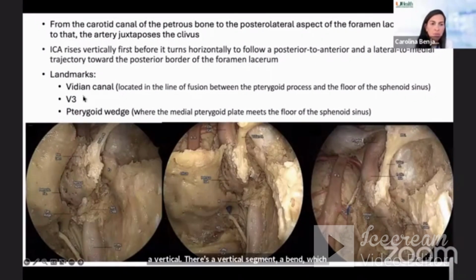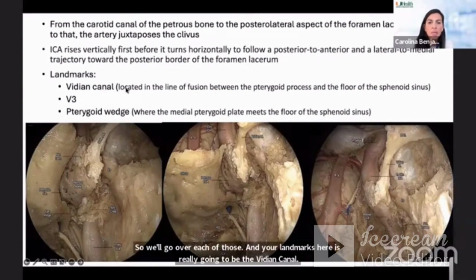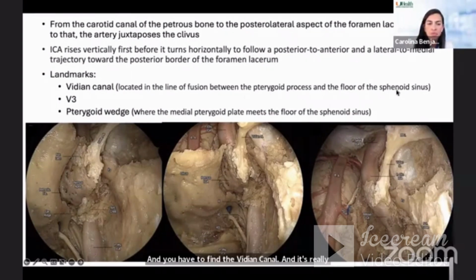Your landmark here is really going to be the Vidian canal. You have to find the Vidian canal, and it's really the line of fusion between the pterygoid process and the floor of the sphenoid sinus, and I'll show you a picture of that. And then the pterygoid wedge, where the medial pterygoid plate meets the floor of the sphenoid sinus, and then V3 is also a good landmark.